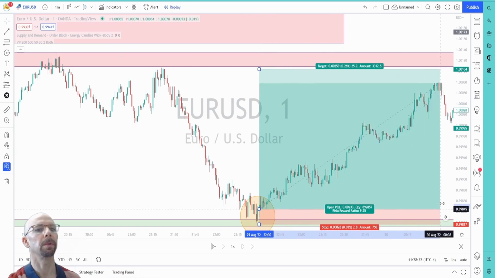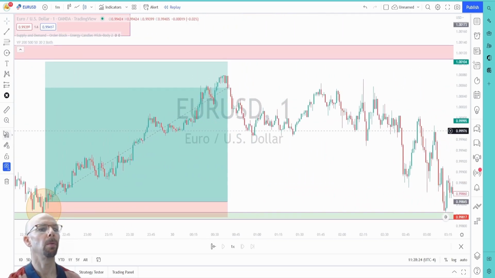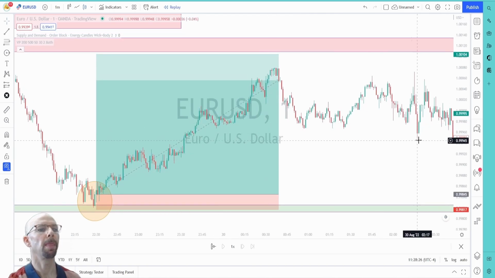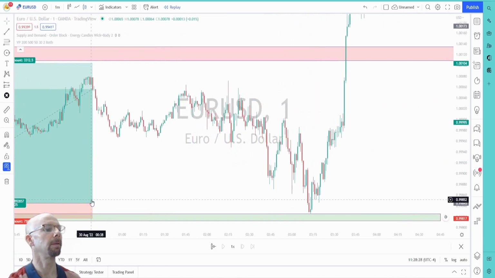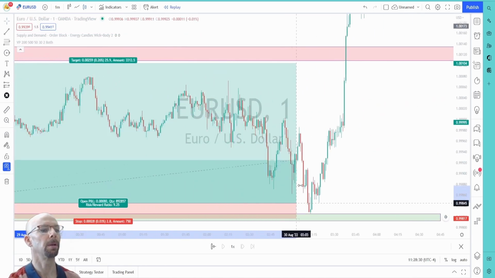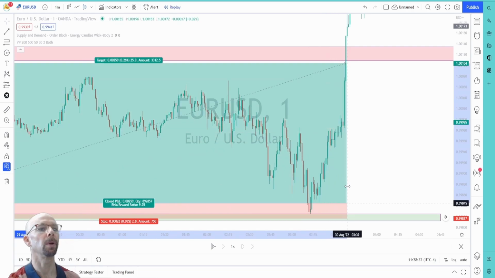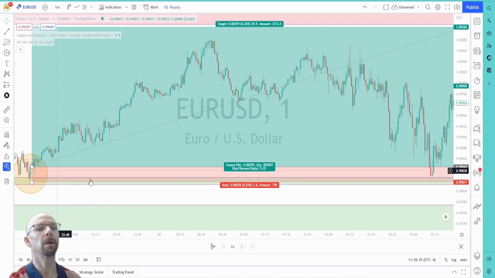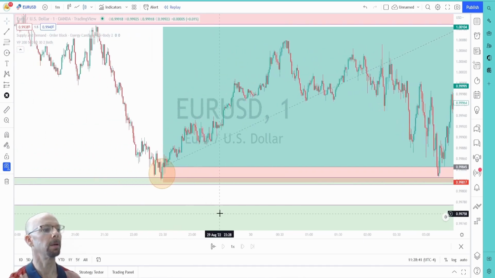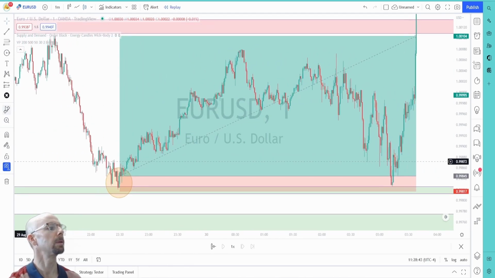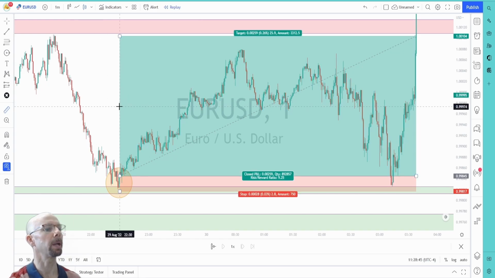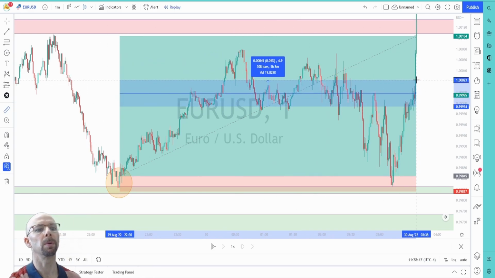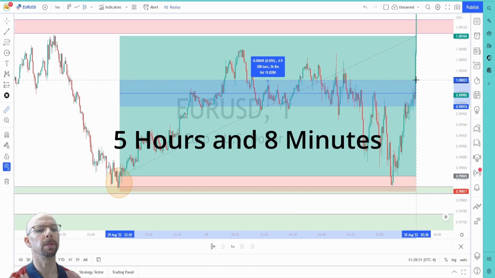On this one here, we can see that it didn't reach. Well, it eventually did end up reaching. This trade actually would have worked out. Now, if we take a look, not every trade's going to be quick. So you can see with this one here, this one was 5 hours and 8 minutes.